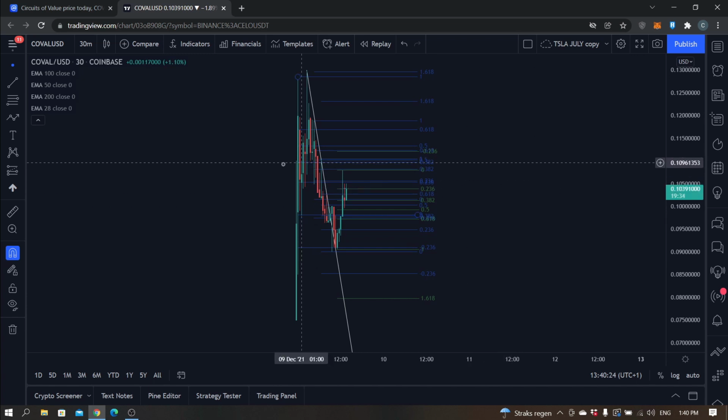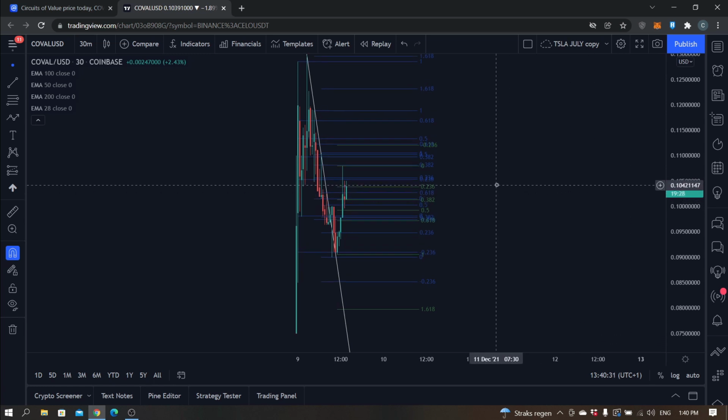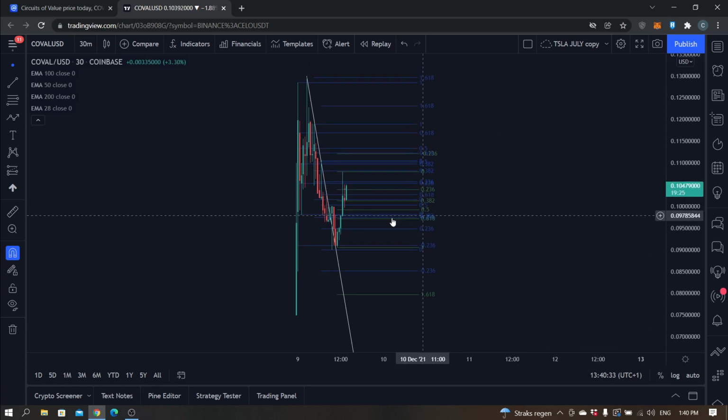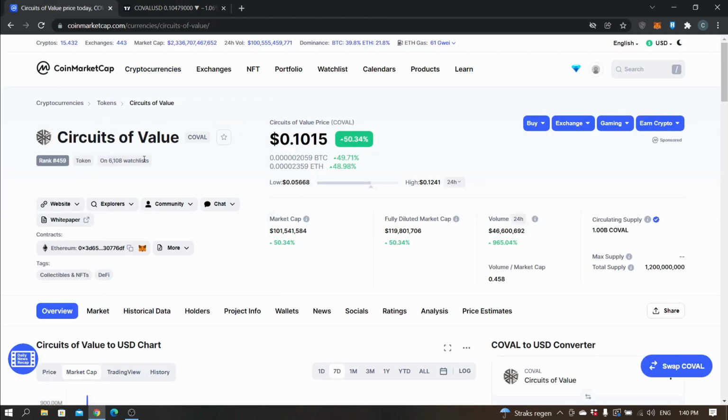First of all, I do want to say that this is not financial advice in any type of way, and you should always do your own research. It's also very difficult to predict these recent listings where there's not a lot of information on it. I did try to do some research on COVAL.